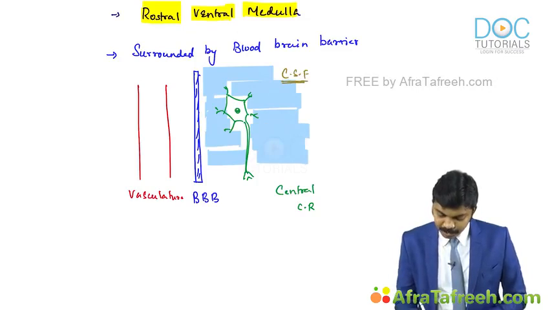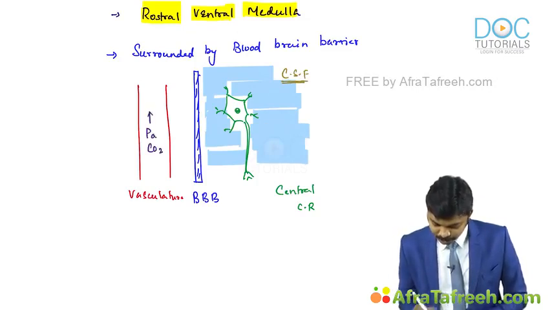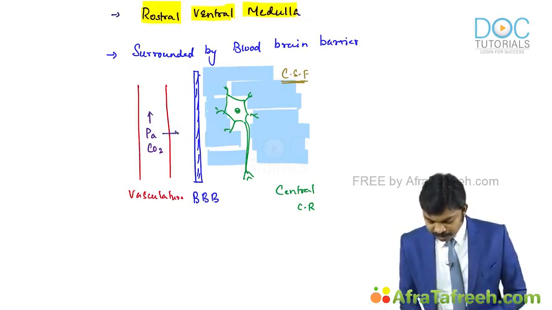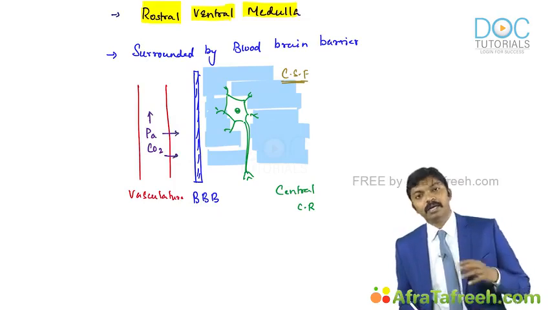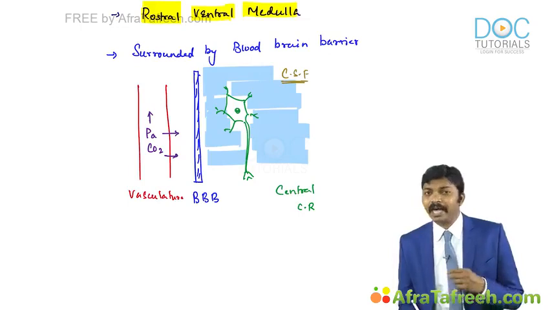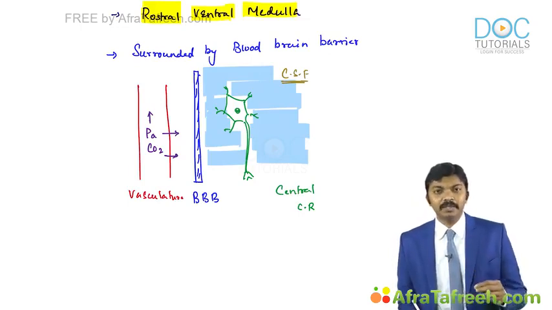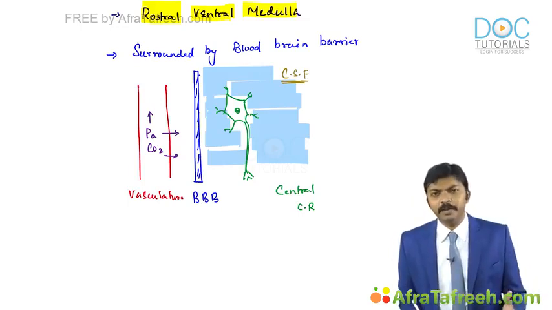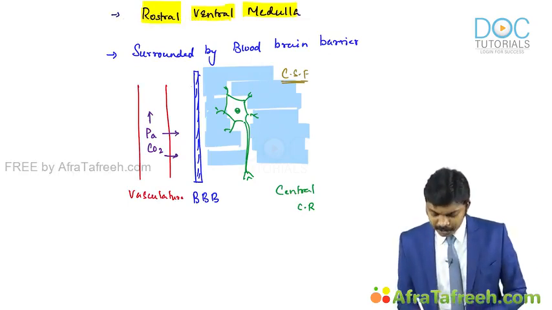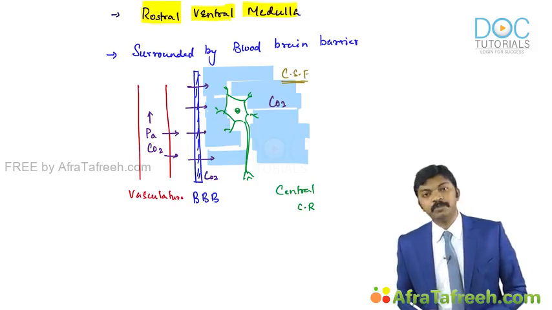So what happens is, whenever there is an increased partial pressure of arterial carbon dioxide, being a gas, it can very well diffuse across the cell membrane. Carbon dioxide diffuses across the vasculature, goes to the interstitial space, and being a gas, carbon dioxide has tremendous solubility when compared with oxygen. Because of its increased solubility, carbon dioxide comfortably diffuses across the blood-brain barrier also, and comes to the cerebrospinal fluid.